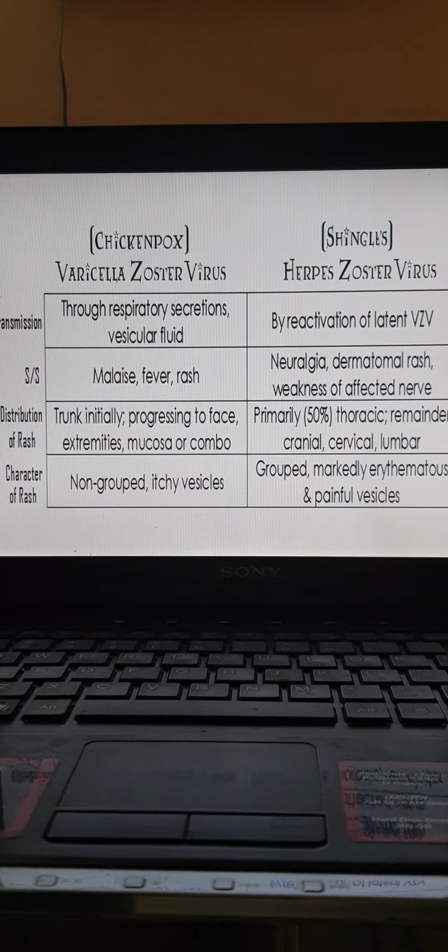Distribution of rash in chickenpox: it is bilateral and diffuse, and it is centripetal in distribution, appearing first on the trunk and then progressing to the face and then to the extremities. In herpes zoster or shingles, it will primarily affect the thoracic segment, and the remainder will affect cranial, cervical, and lumbar. Character of rash: in chickenpox it is non-grouped and itchy vesicles, whereas in shingles they are always grouped, edematous, and always painful.